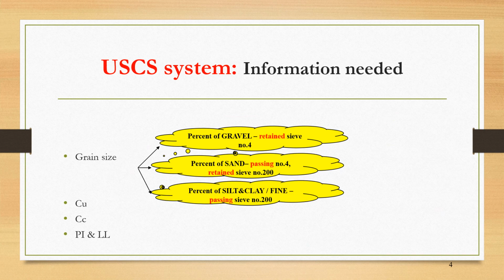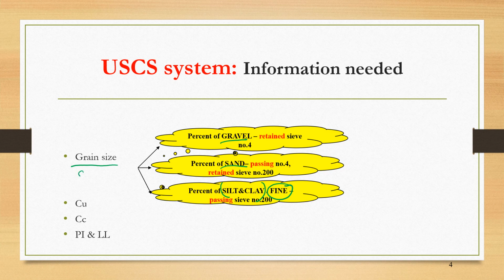For proper classification, according to this system, some or all of the following information is needed. What you need to know is the percentage of gravel, the percentage of sand, and the percentage of fine, a combination of silt and clay. To know those things, you have to refer to the grain size distribution lab results.